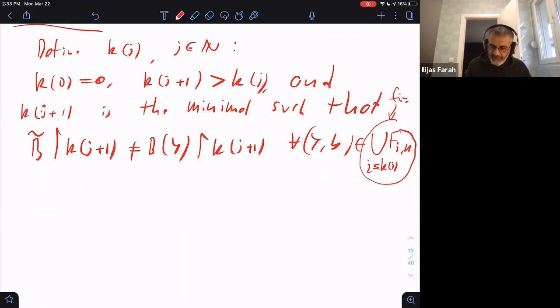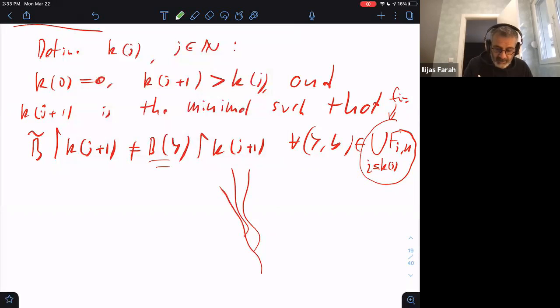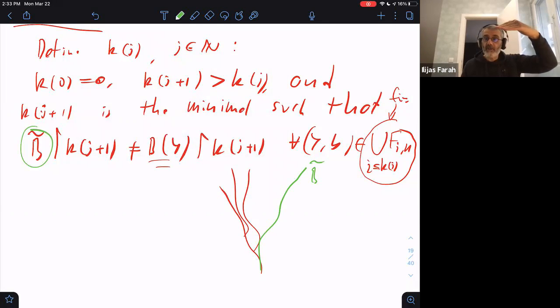Now, if I look at the finite set, there are only finitely many branches belonging to that set. Now, my branch b tilde, let's draw it in a different color. This branch b tilde, which is in green, leaves that finite set. And therefore, it leaves each one of those finitely many branches at some fixed point. So I just need to go high enough to make sure that b tilde has left all of those branches. And that's my k of j.